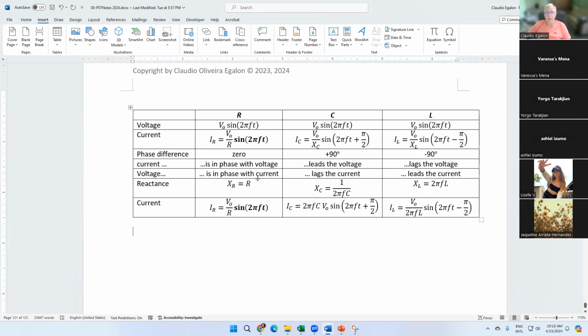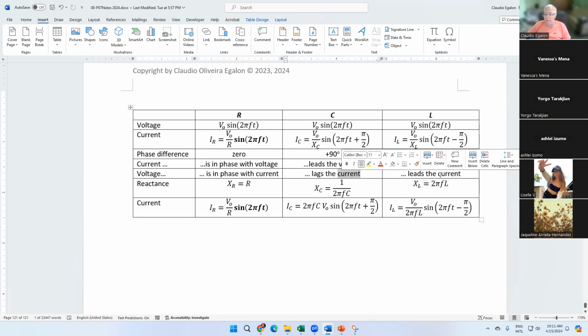Voltage is in phase with, and that is important so you can understand, the current is in phase with the voltage. The current leads the voltage, yes. But what about the voltage? The voltage is in phase with the current. But because the current leads the voltage, the voltage lags the current. It's a matter of referential here. Here I'm taking the voltage as the referential, but here I'm taking the current as a referential.